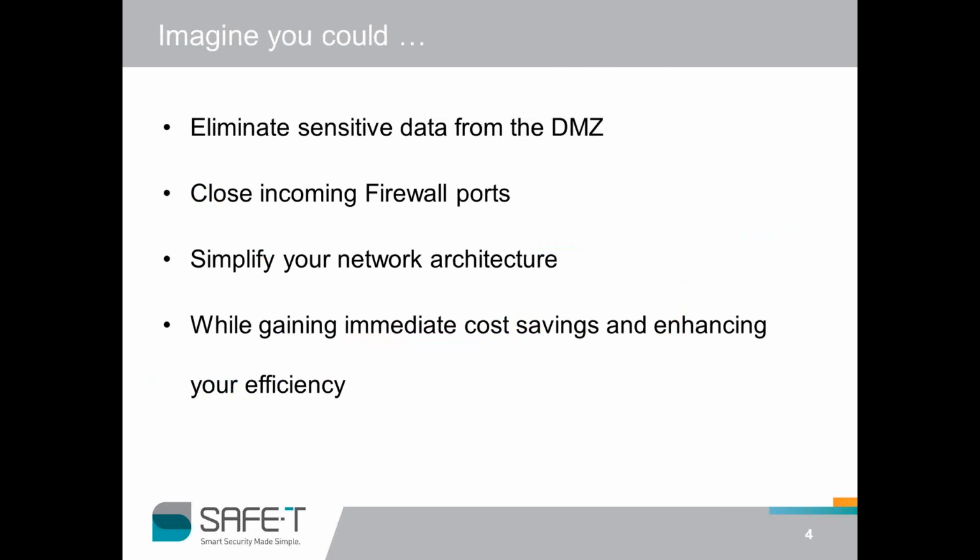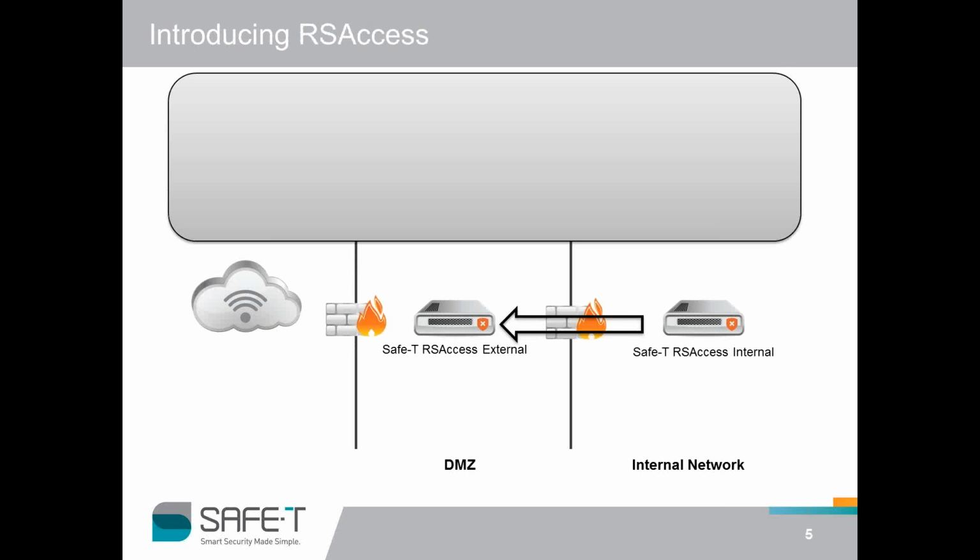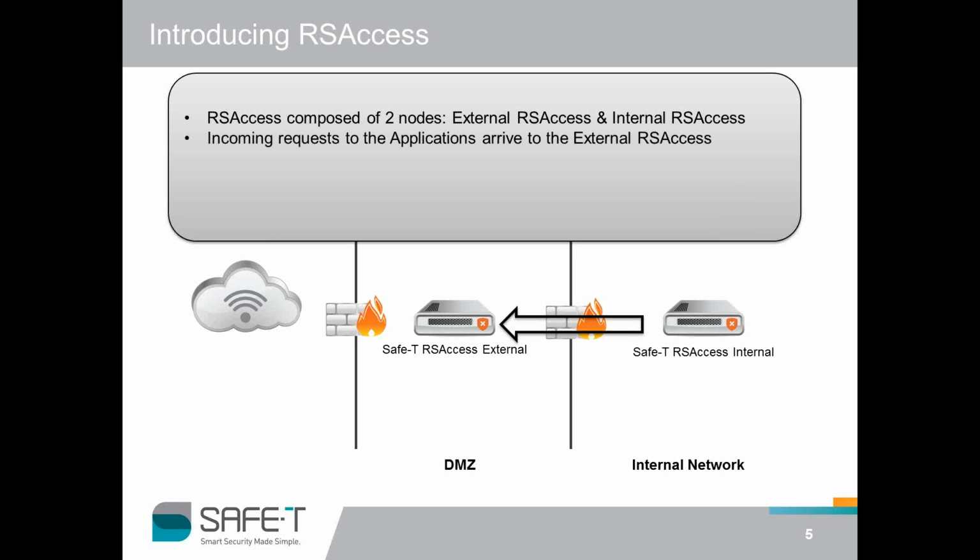So imagine you could eliminate sensitive data from the DMZ, close incoming firewall ports, and simplify your network architecture, while gaining immediate cost savings and enhancing your efficiency. So let me introduce you to RSAccess. RSAccess is composed of two nodes: an external node which is deployed at the DMZ, and an internal node which is deployed in the LAN, in the internal network.